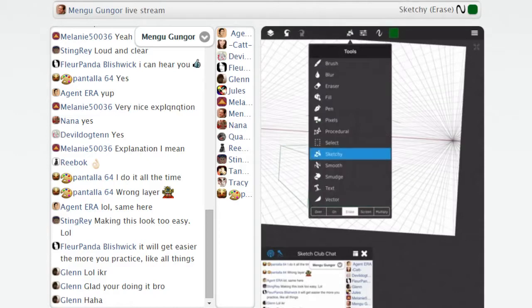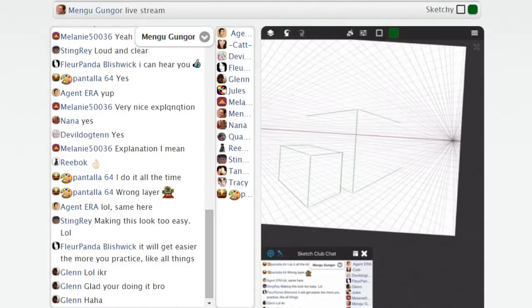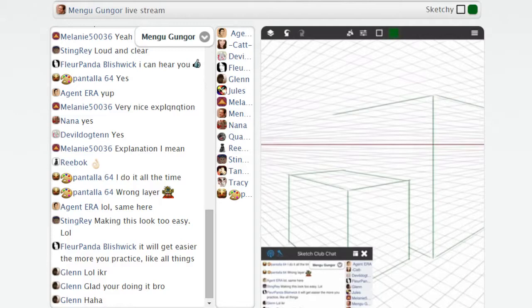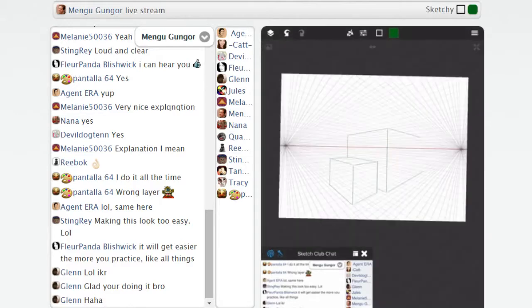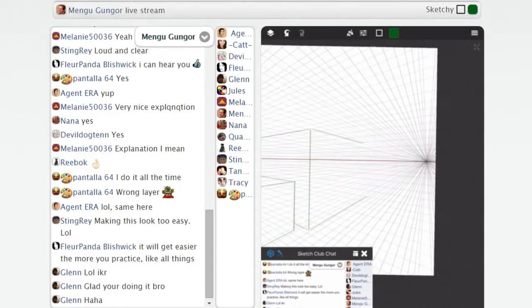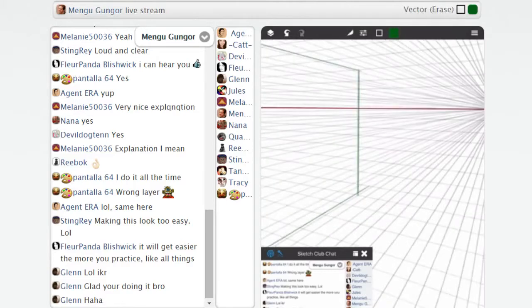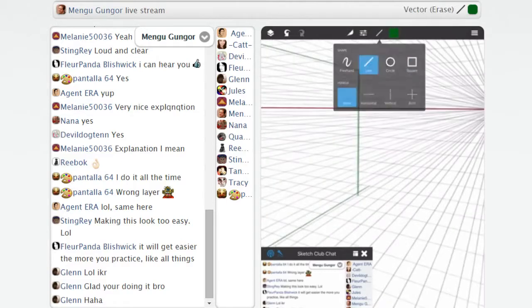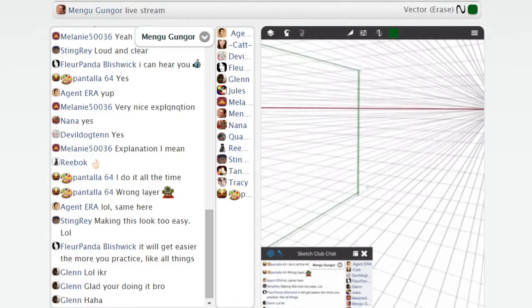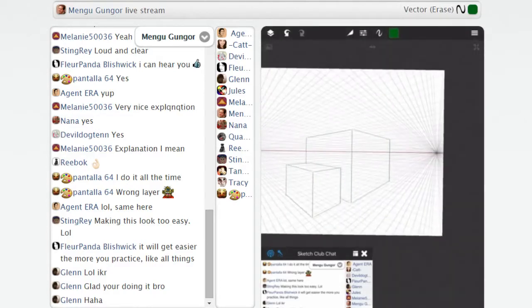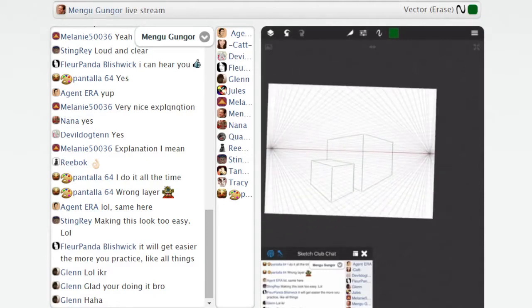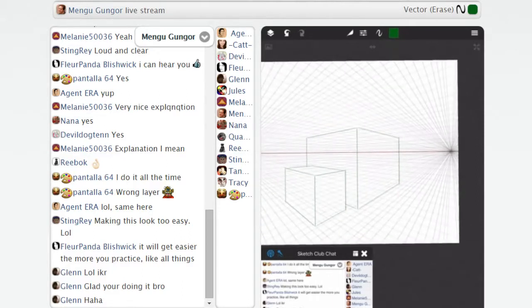So clean it up. And then drop this line down to where the building is, and then this end of the building, bring it down. Okay, so we have a second building.